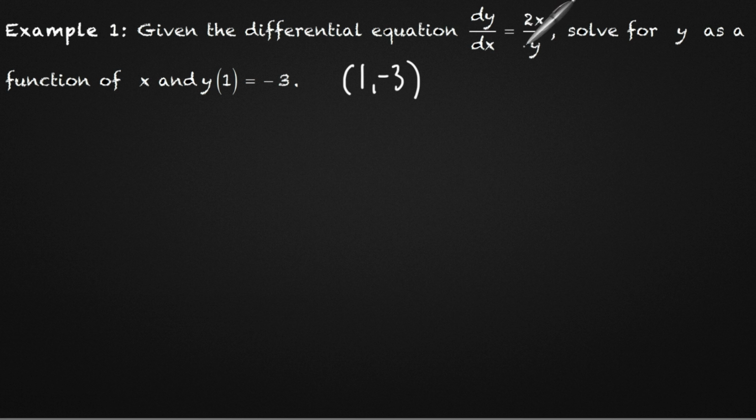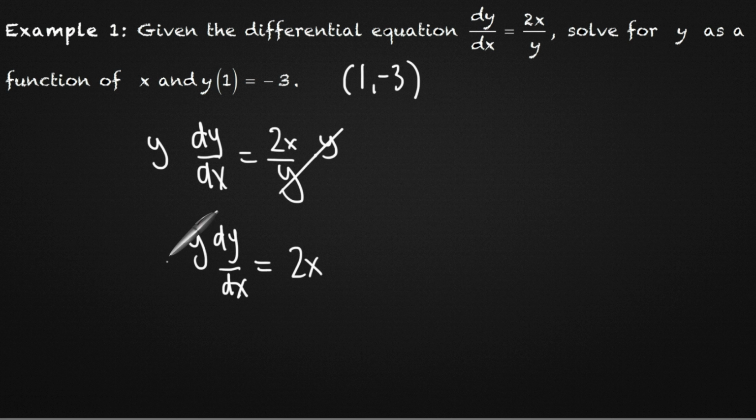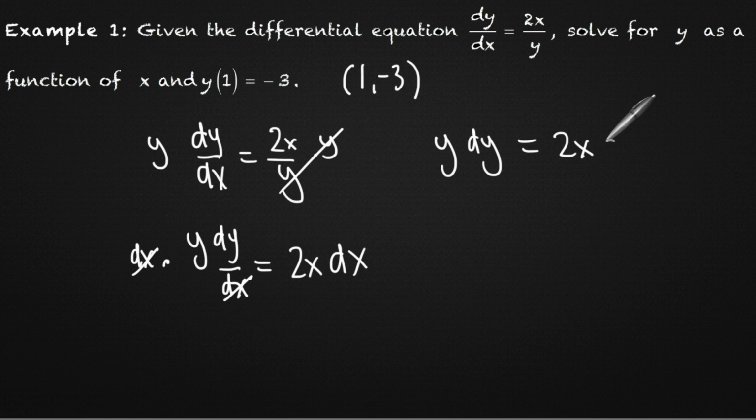So what we want to do is get all of the terms that have a y on the left and everything that has an x on the right, and then integrate with respect to that letter on that side. So we have dy/dx equals 2x over y. I'm going to multiply both sides by y, and that gives me y dy/dx equals 2x. And then I'm going to multiply by dx on both sides, which gets rid of that. So over here I have y dy is equal to 2x dx.